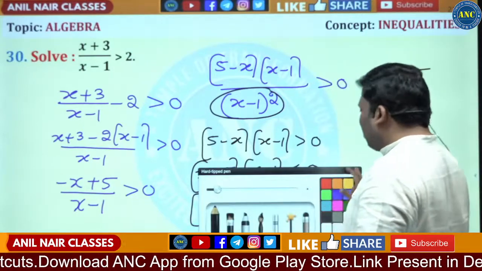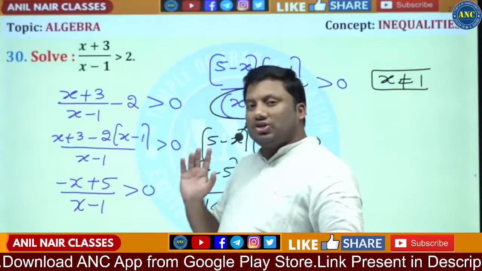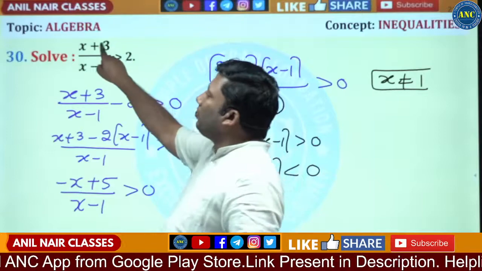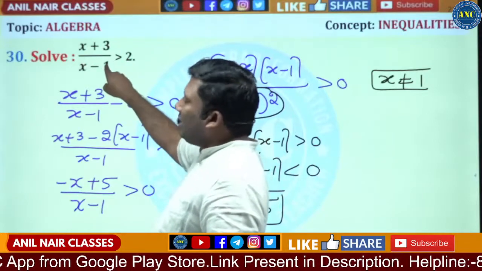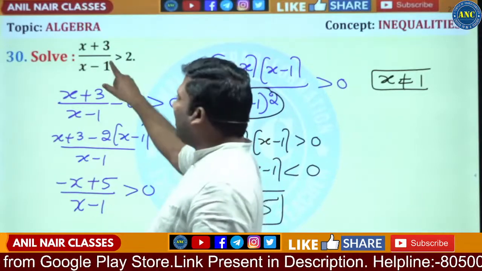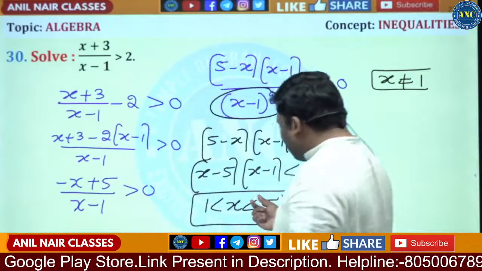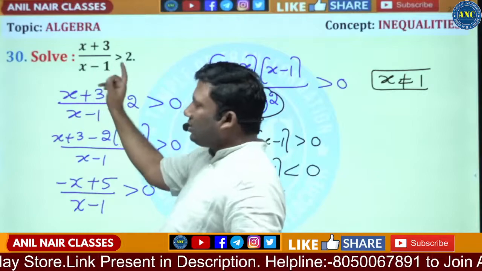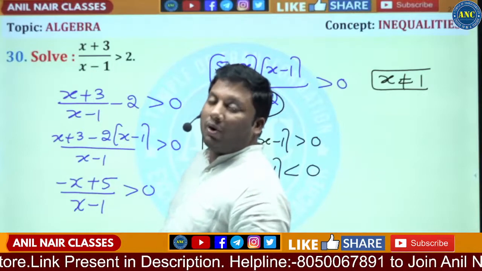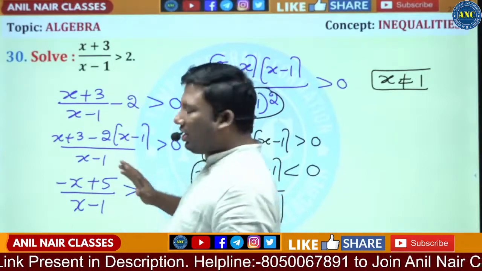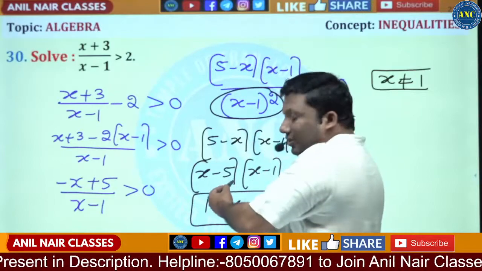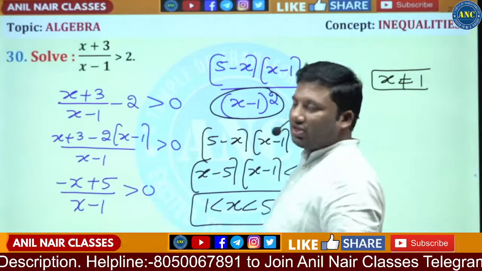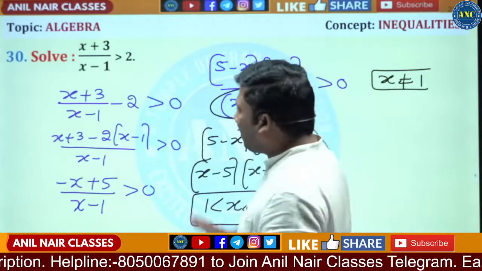Always after you get the answer, try to cross check with some values. x value 2: 2 plus 3, 5; 2 minus 1, 1; 5 by 1, 5. 5 is greater than 2, satisfied. x is 6: 6 plus 3, 9; 6 minus 1, 5; 9 by 5, 1.8. 1.8 is not greater than 2. I took a value within the range, and a value beyond the range to check the yes or no condition. I hope the idea is clear. 30th question.